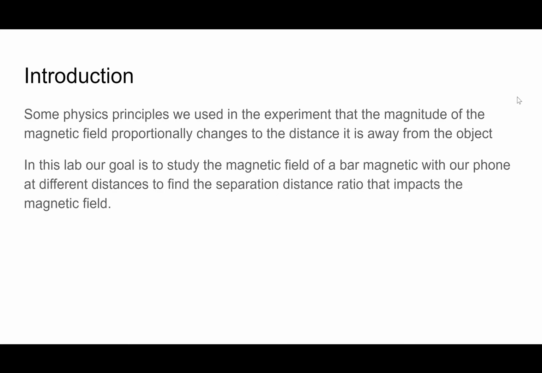So some physics principles we use in the experiment is that the magnitude of the magnetic field proportionally changes to the distance it is away from the object. In our lab, our goal is to study the magnetic field of a bar magnet with our phone at different distances to find the separation distance ratio that impacts the magnetic field.